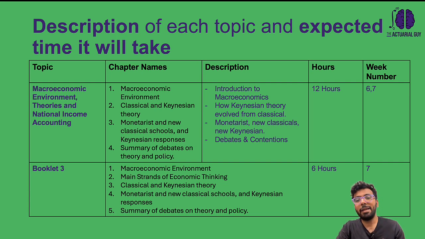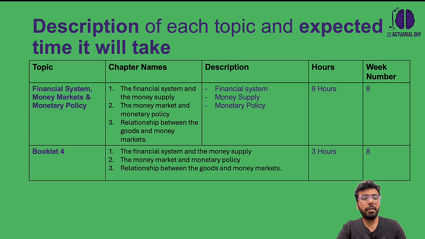You've done about 70 hours of study by this point, right? And you've done some completed micro, started with macro, done a substantial portion of macro. After this, you get into financial systems, money markets, and monetary policy. Very important for actuarial students.